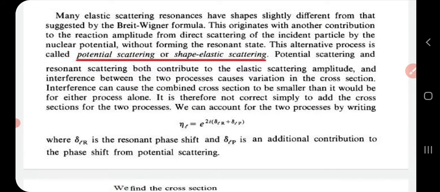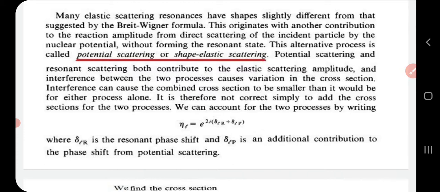Most of the elastic scattering resonances will have a shape different from that suggested by this formula. Why? Because this originates with another contribution to the reaction amplitude from direct scattering of the incident particle by the nuclear potential without forming a resonant state. This different alternative process is called potential scattering or shape elastic scattering. So that also you can write, because there is a probability of asking a question like mention or what is meant by potential scattering or shape elastic scattering. Okay.